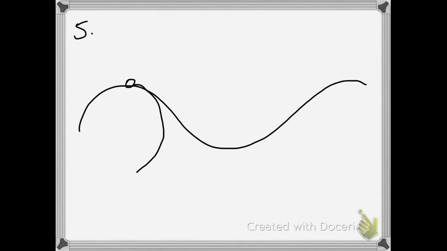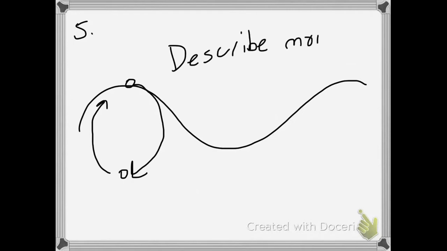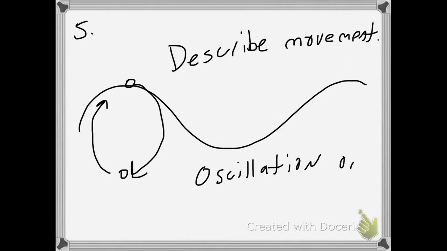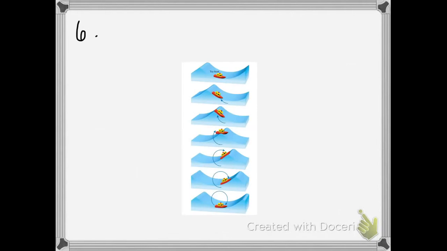So again, a nice wave, and now I'm drawing a water molecule inside of a single wave. So your job is to describe the movement or the motion of that water molecule. Okay, this water is moving in an orbit or in a circle, and have I just drawn for you an oscillation wave or a translational wave? Okay, this is an oscillation wave because in an oscillation wave the water moves in an orbit.